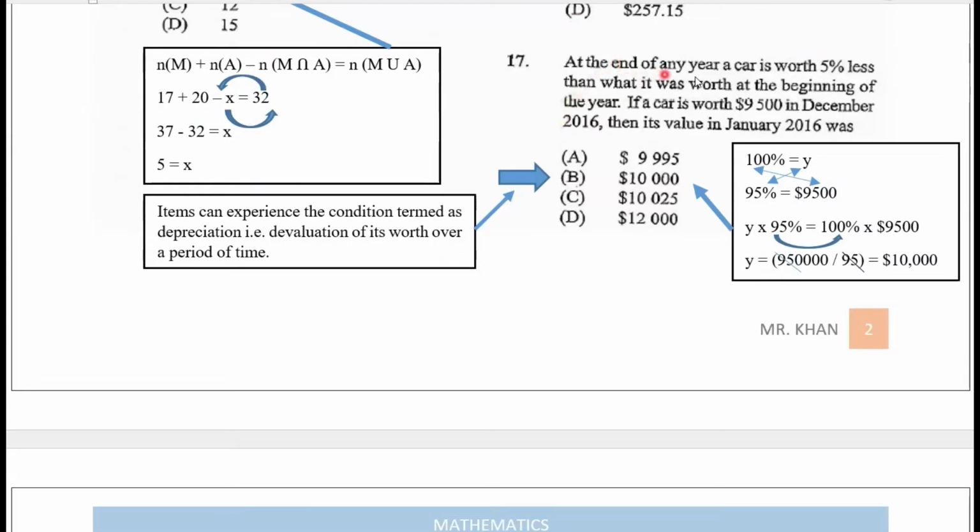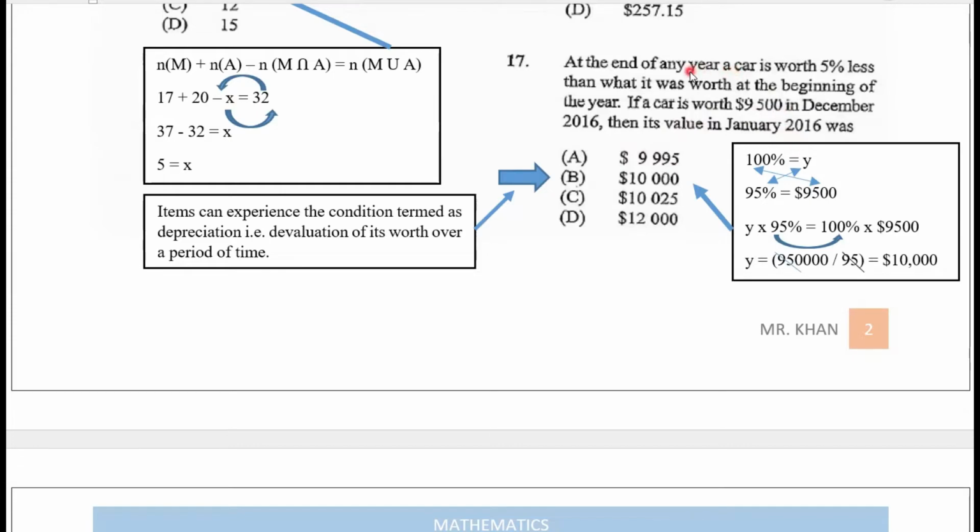17. At the end of any year, a car is worth 5% less than what it was worth at the beginning of the year. That's so true. If a car is worth $9,500 in December 2016, what's its value in Jan 2016? So at the beginning of the year, the car would have cost more compared to the end of that year. So in other words, if it costs $9,500 at the end of the year, at the beginning of that same year it would have been more.